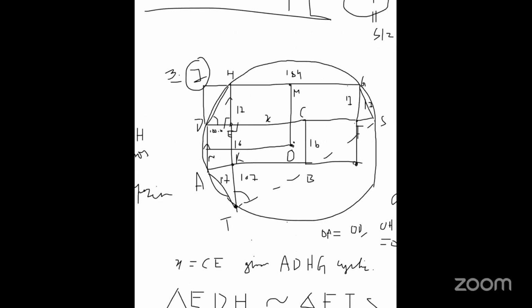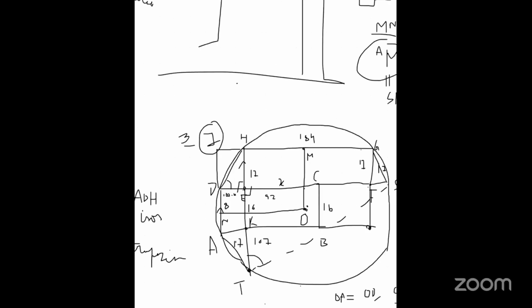We can compute what OD is. So you have 107 minus x plus half of this 184, which is 92. I think this is 92. So you have this plus half of AD, and AD was what? AD was 16, so this would be 8. So you have OD squared is equal to 8 squared plus (199 minus x) squared. So you can get this.